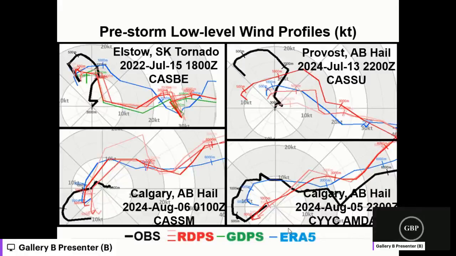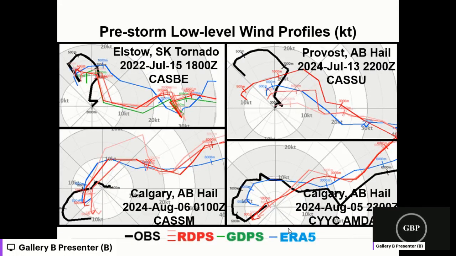And the thicker black line is the observations, and the other lines are various models and reanalysis. So the blue one is the ERA5 reanalysis. The red ones, there's a few red ones, they're different runs of the RDPS model, the regional model, and then sometimes there's a green one, that's the global model.